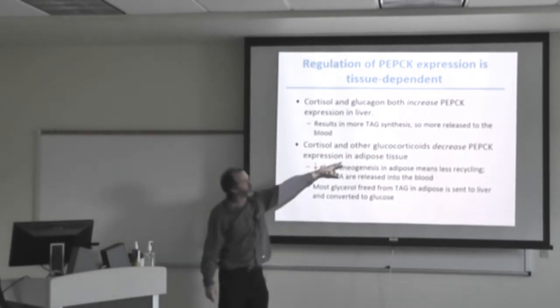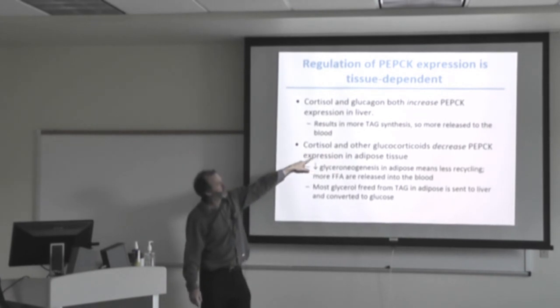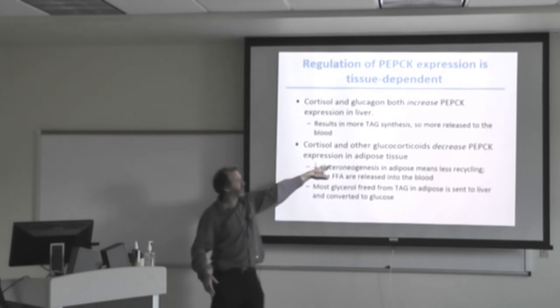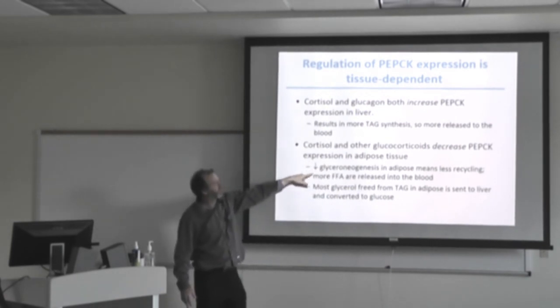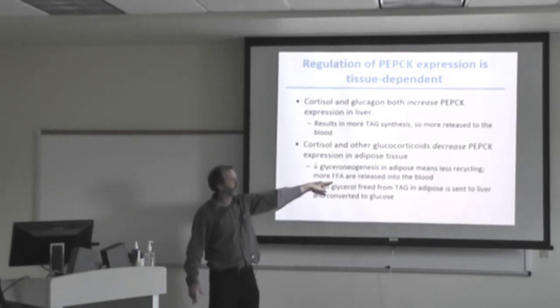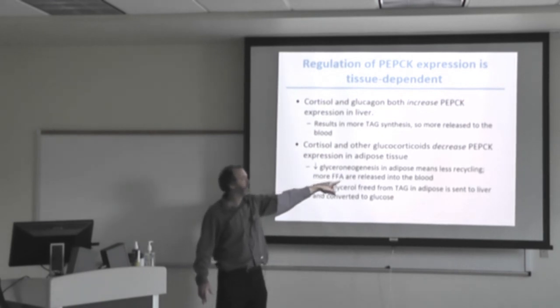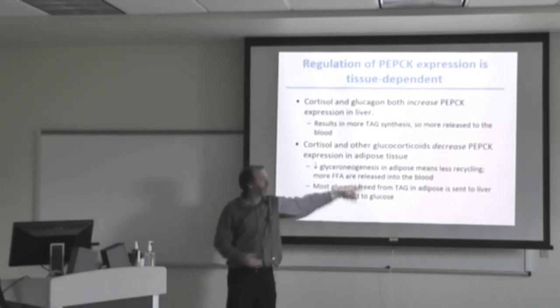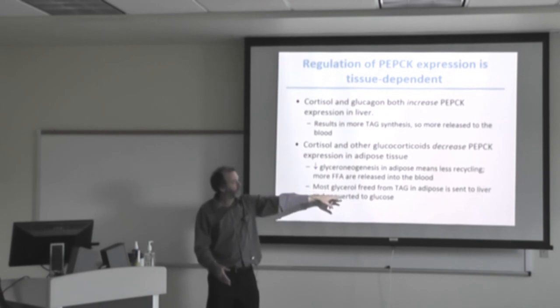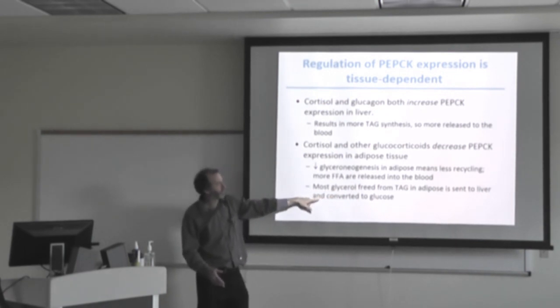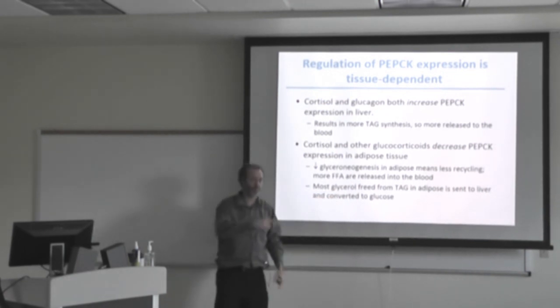Cortisol and other glucocorticoids decrease phosphoenolpyruvate carboxykinase expression in the adipose tissue, which decreases glyceroneogenesis in the adipose, meaning less recycling. More free fatty acids are released into the blood. Most glycerol freed from triacylglycerol in the adipose is sent to the liver and converted back to glucose.